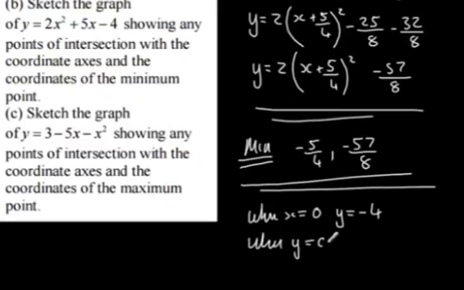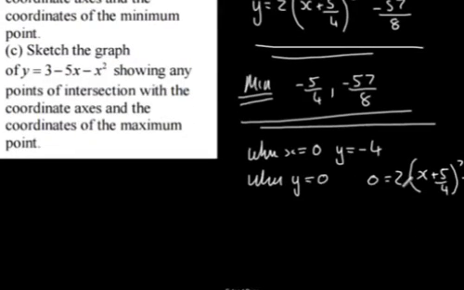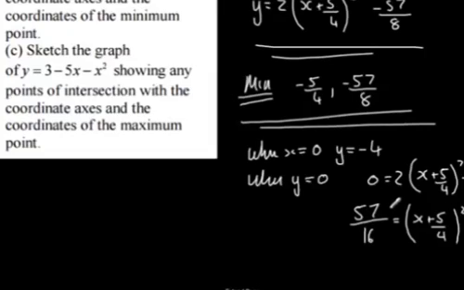When y is equal to 0, we need to solve this right here. So 0 is going to be 2(x + 5/4)² - 57/8. What I'm going to do is add the 57/8 to both sides and divide by 2. That's going to give me 57/16 = (x + 5/4)². So all I've done, added 57/8 to both sides and divided both sides by 2.